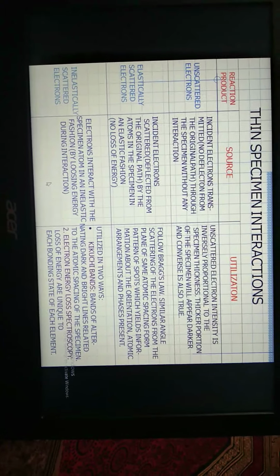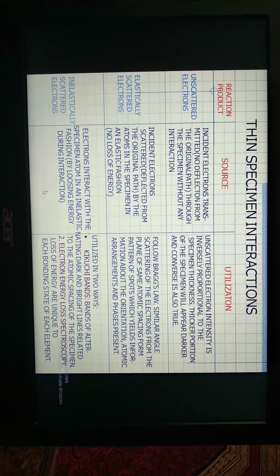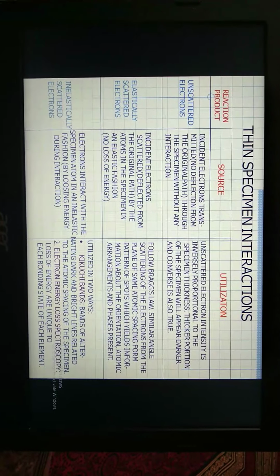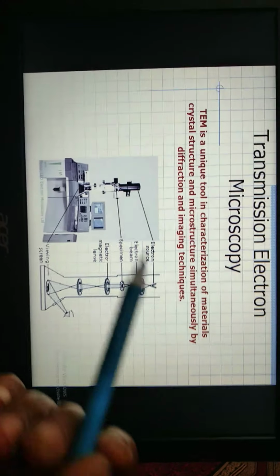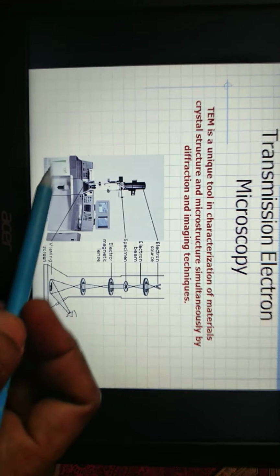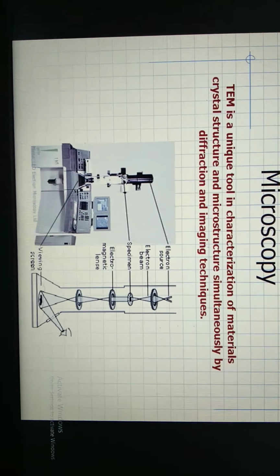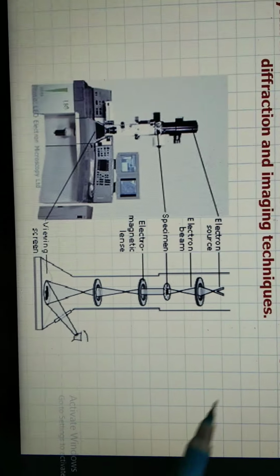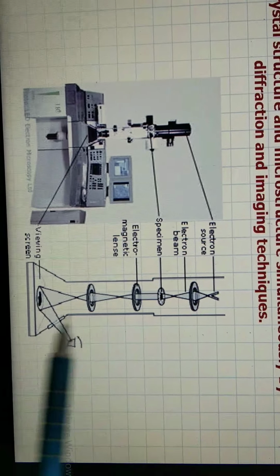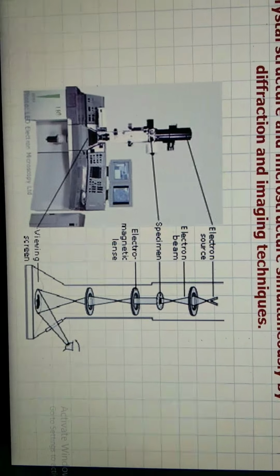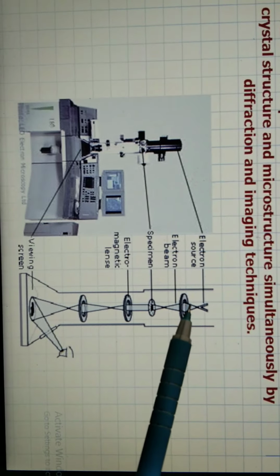Now here comes the slide which shows the diagrammatic representation of the transmission electron microscopy technique. See, this is the apparatus that is showing you the technique, and if we enlarge this slide, you can easily see the diagrammatic representation. This is the electron source that is giving you the electrons, and it is managed by the lenses.